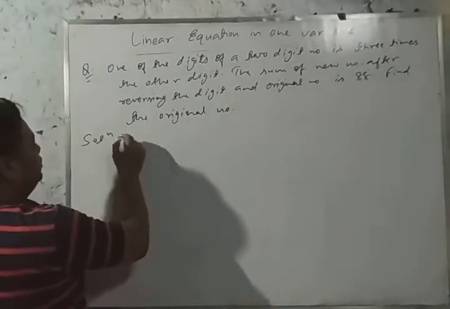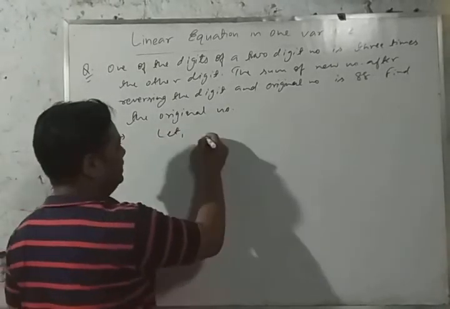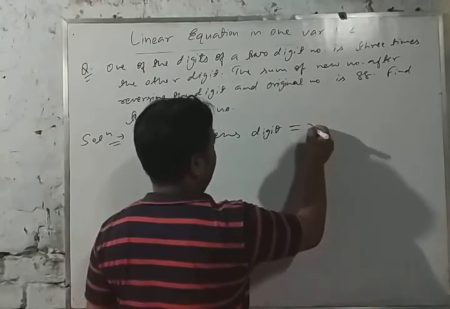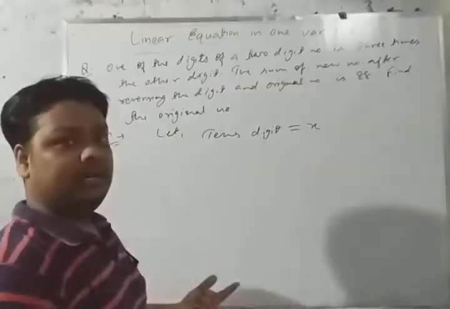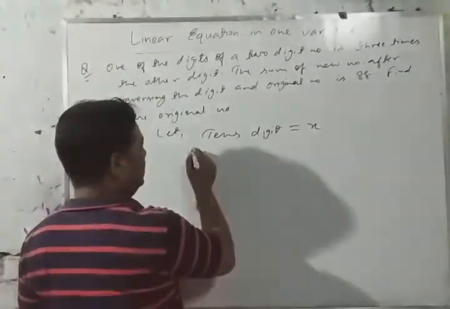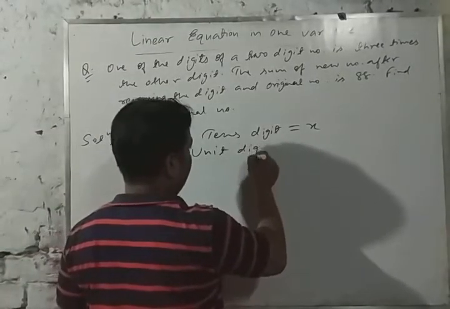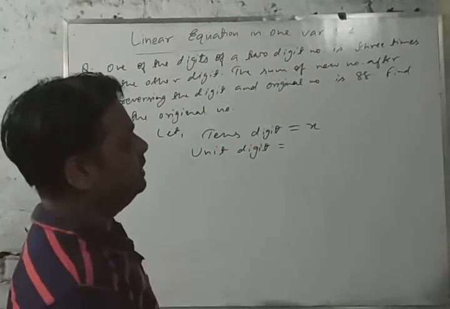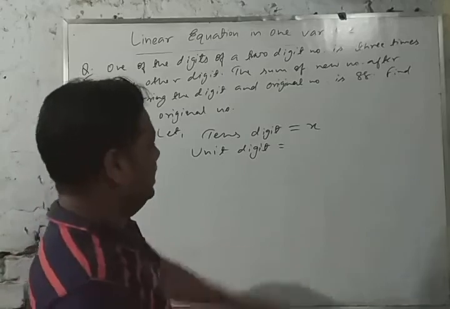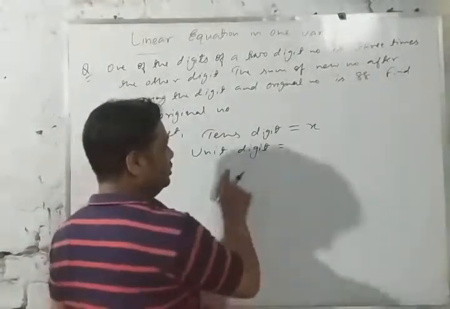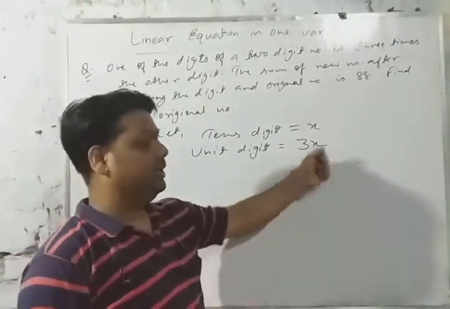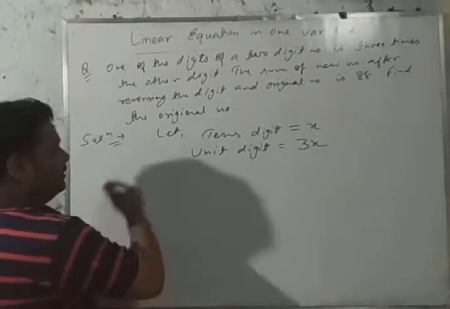Same as previous one. At first we will assume the tens digit as x. Let tens digit be equal to x. And the unit digit as per question. The one of the digits of a two-digit number is 3 times the other digit. If tens digit is x, the unit digit will be 3x. Thrice, 3 times, means 3 into x. Now, what will be the original number?